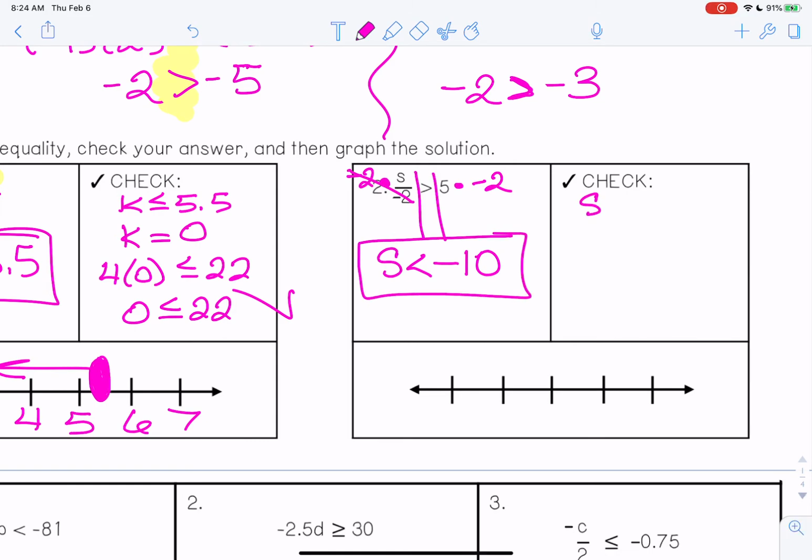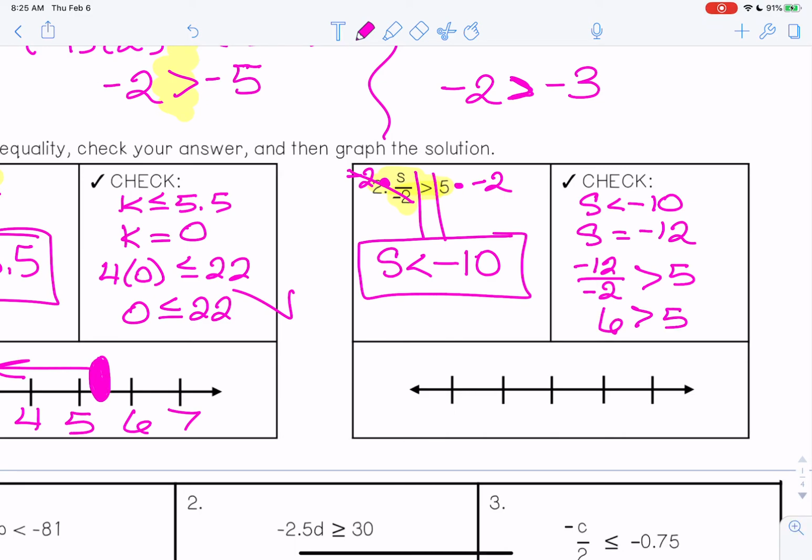So if s is less than negative 10, we could choose any number smaller than negative 10, because we're going to pop it back into the original inequality, where it needs to divide by 2. I want to choose something that's easy to divide by 2. So let's go ahead and choose negative 12, because negative 12 is smaller than negative 10. Well, that means we have negative 12 divided by negative 2 is greater than 5. A negative divided by a negative is a positive, and 12 divided by 2 is 6.